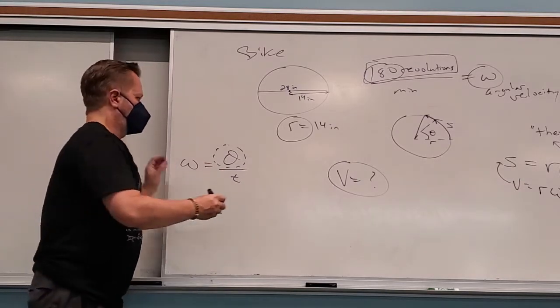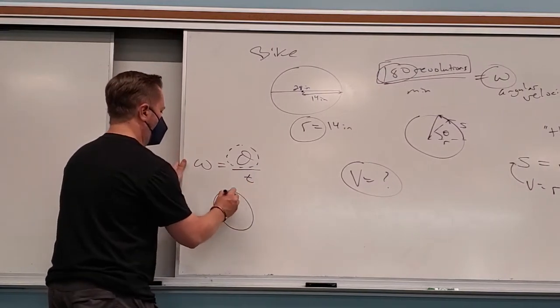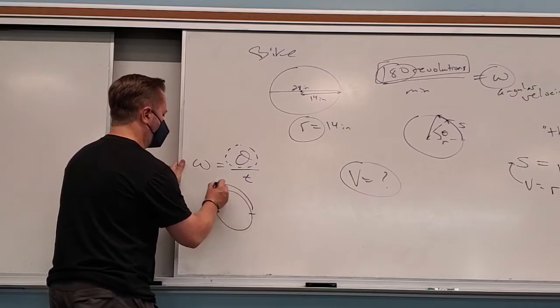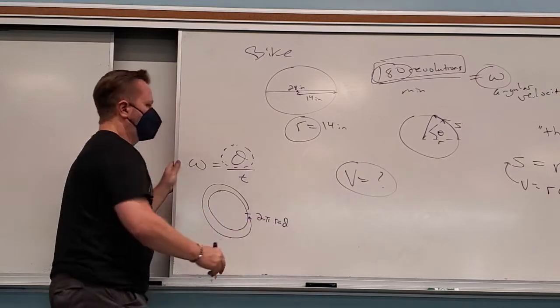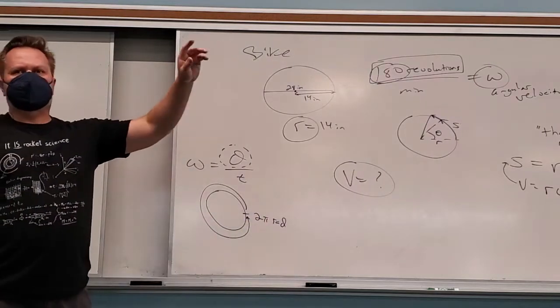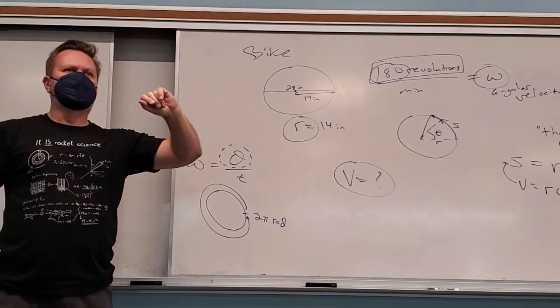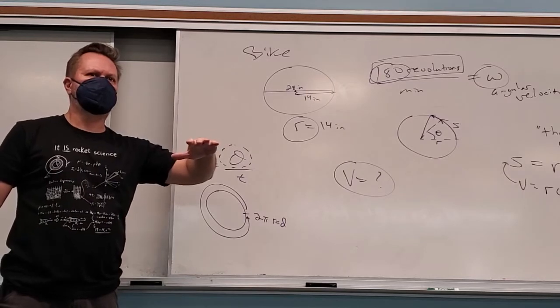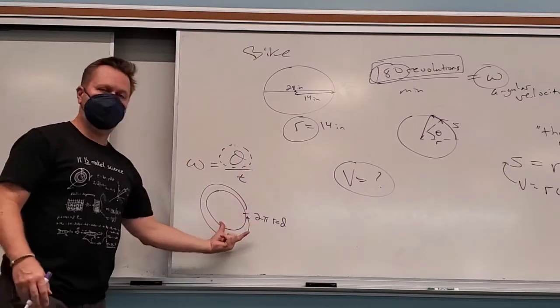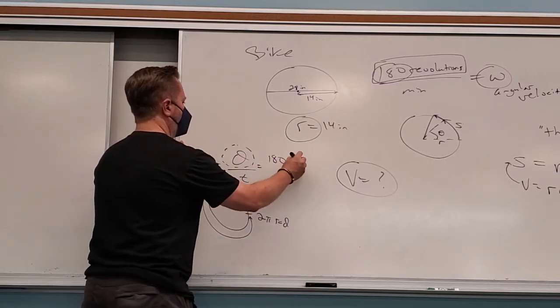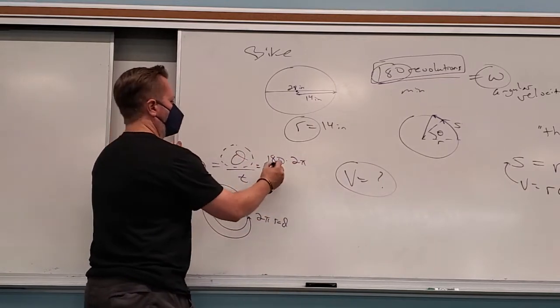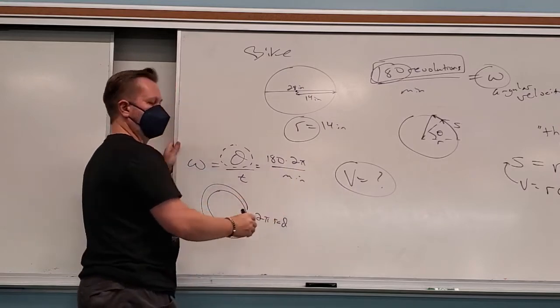So coming back. One revolution, if I go all the way around the circle, that's 2 pi radians, correct? So 180 revolutions would be 180 times 2 pi, because I'm doing 180 of these. So this will be 180 times 2 pi per minute. That's what omega is.